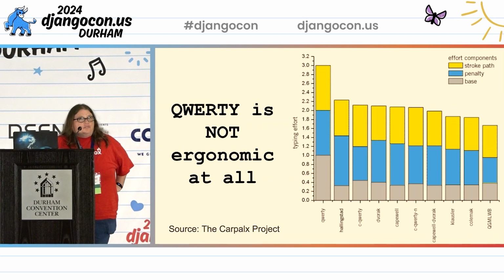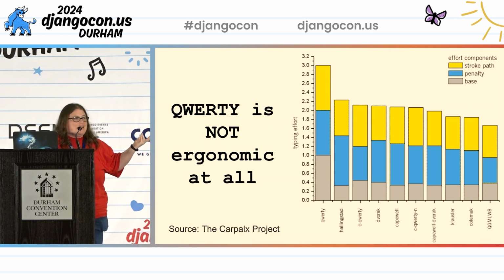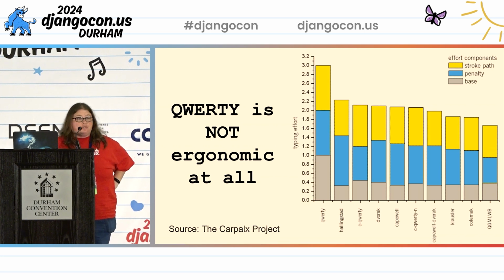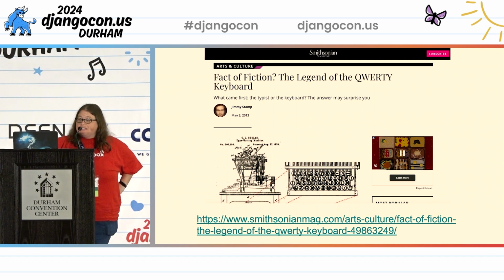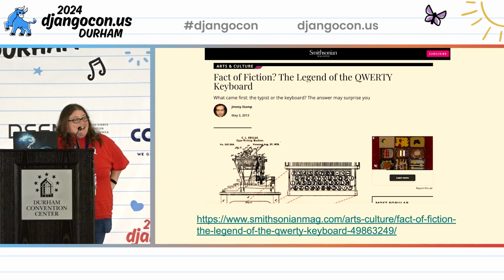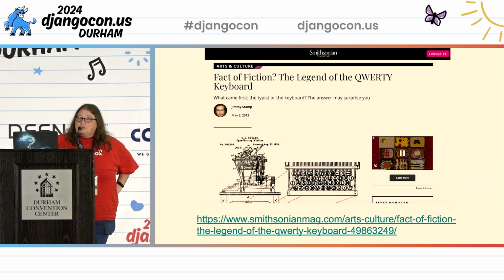Well, the typical legend is that it came up as a result of the way the typewriter pieces would avoid hitting each other, or the way the shift comes up. That's actually not true. There was this journalist, Jimmy Stamp, at the Smithsonian Magazine, who dug into the history and found out that that is an apocryphal story. It was actually a business decision to use QWERTY versus this other layout that was originally chosen for the typewriters. And you know who we have to thank for QWERTY?